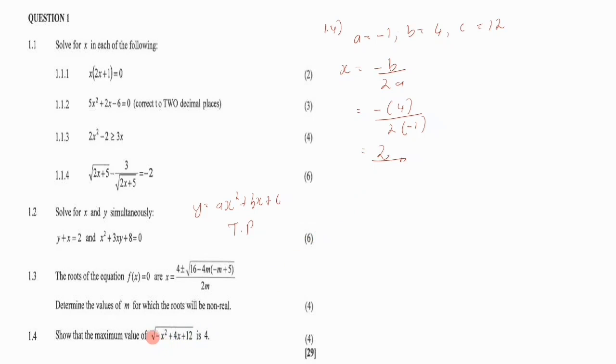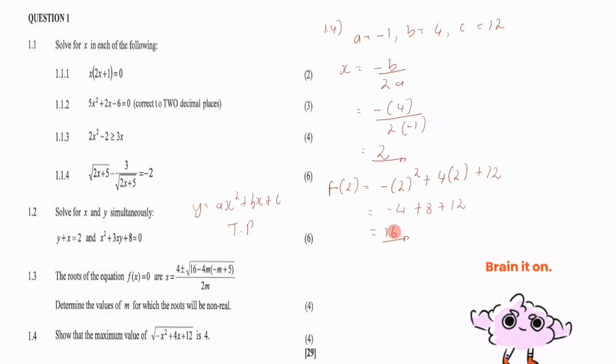So if we forget for a while about the square root and just focus on this alone, we would substitute 2 where there is x. So we have negative 2 squared plus 4 times 2 plus 12. Calculating this, we have -4 plus 8 plus 12. So if we solve this, -4 plus 8 is +4, and 4 plus 12 is 16, right? So this would be the maximum value if this was a parabola.